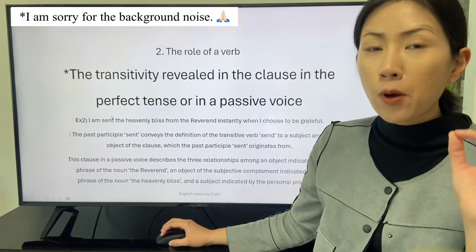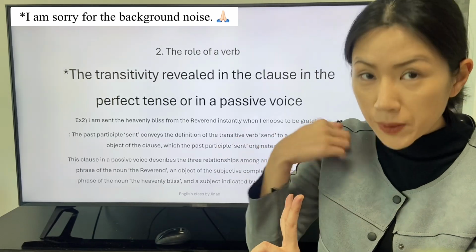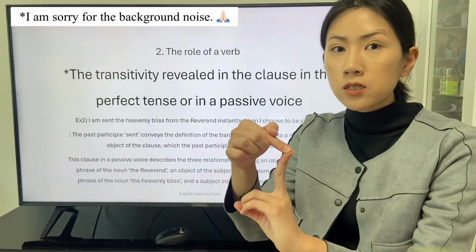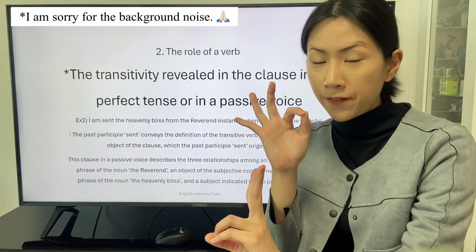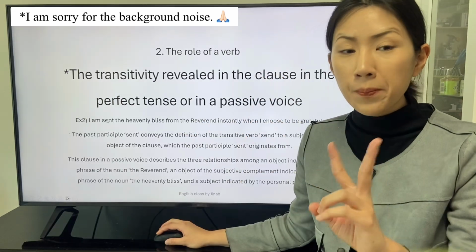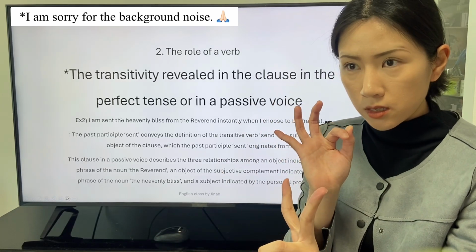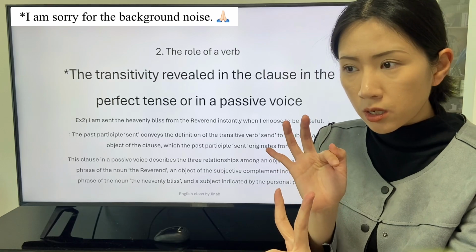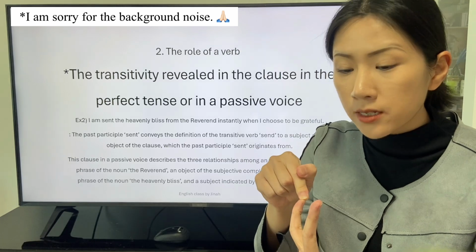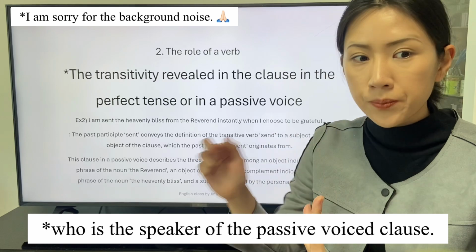The past participle sent describes the condition. The speaker gets the definition of the verb sent from the past participle sent, which describes the transition of the transitive verb send from the direct object to the indirect object.